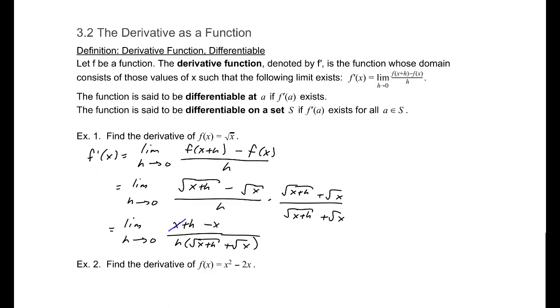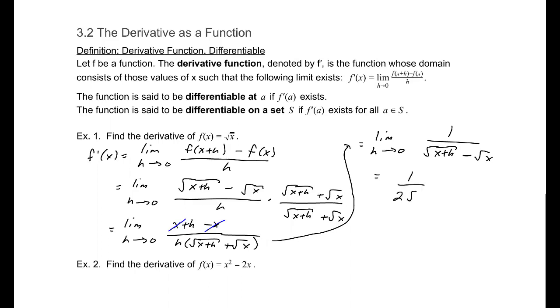Our x terms cancel, and then our h divides out. So let's bring that up here. So this is the limit as h approaches 0 of 1 over square root of x plus h plus the square root of x. All right, now as h approaches 0, this is the function 1 over 2 square root x. Therefore, f prime of x equals 1 over 2 square root of x.